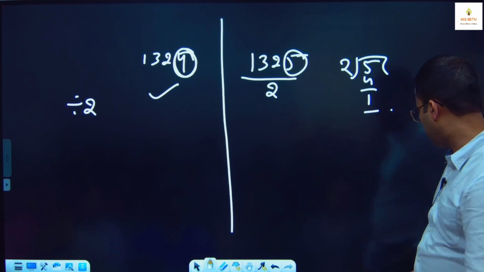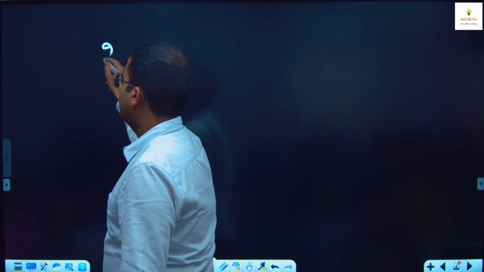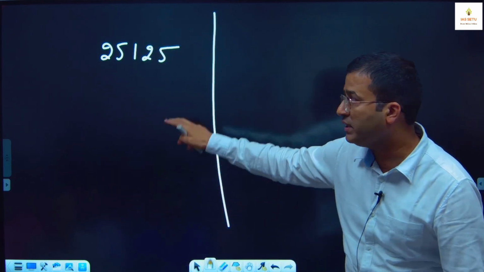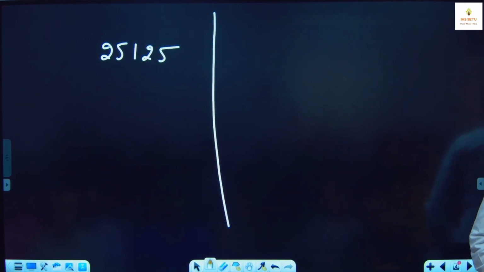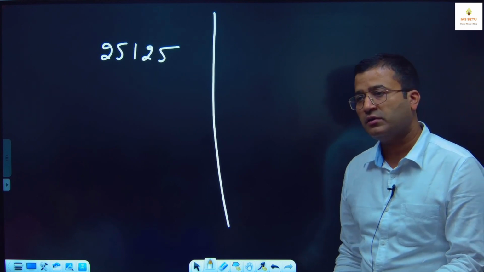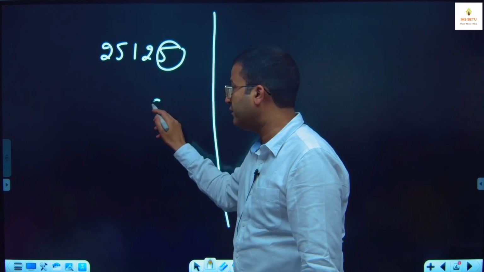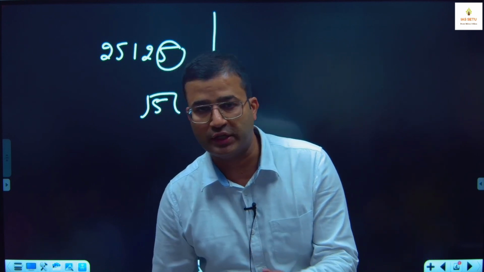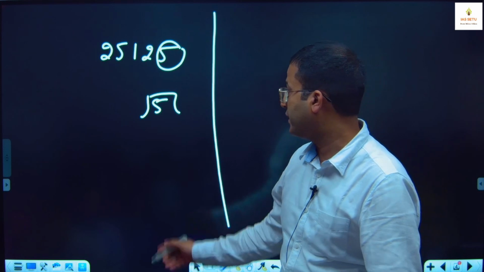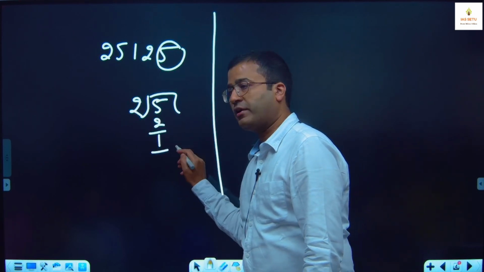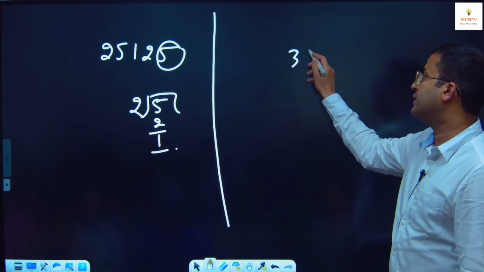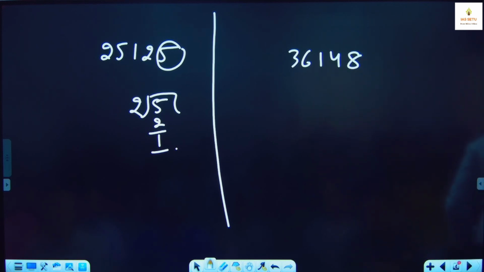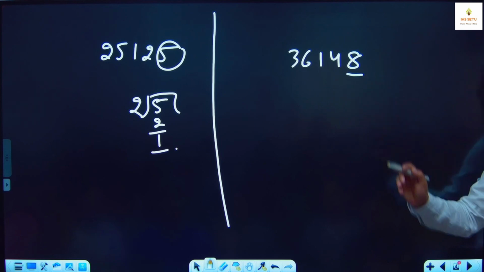Let me take two examples. 25,125. Tell me if this number is divisible by 2. No. Then what is the remainder? 1. You check only 5. This 5 is sufficient to tell you whether this number is divisible by 2, yes or no. If no, then what is the remainder? You divide it by 2, we get remainder 1. Like 36,148. Tell me if this number is divisible by 2? Yes. Only the last digit is sufficient.